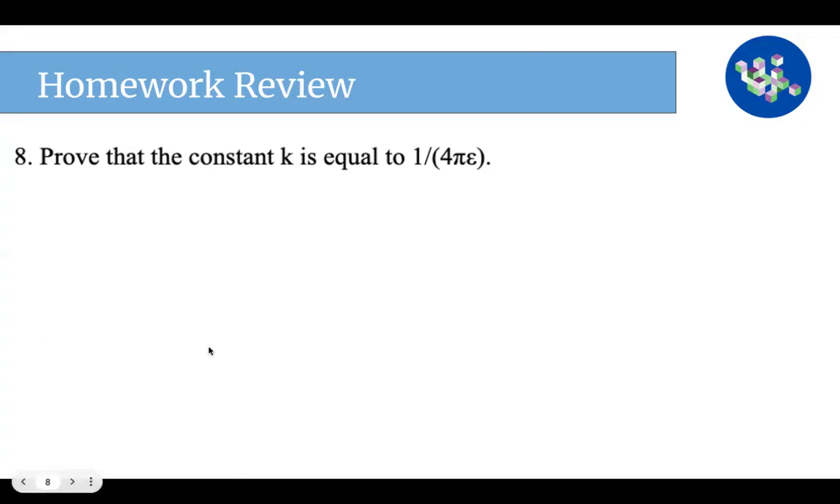Yeah, sure. So prove that the constant k is equal to 1 over 4 pi epsilon 0. This is referring to a point charge q. If I'm at a distance r from the charge, looking at this point, the electric field there will be pointing outwards that way.